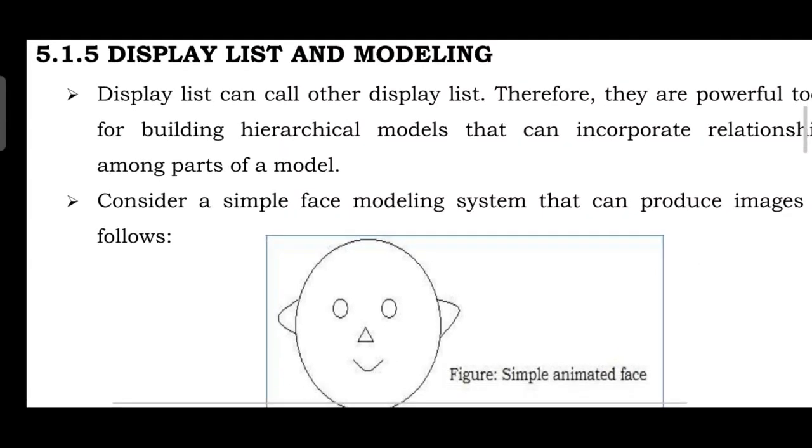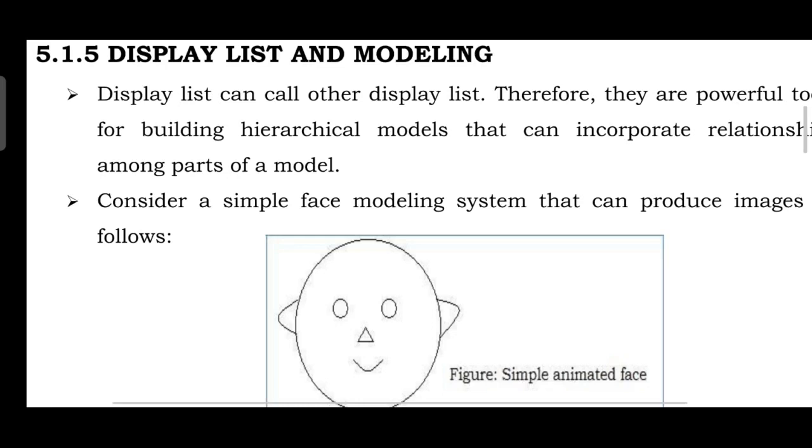So the next topic is about display list and modeling. In the previous session we were talking about the display list, a dedicated list which stores the information of an object. Whenever you want to display an object, make a call for the list. As simple as that. A very simple way of storing the object and retrieving its value whenever you want to. Just make a call for it whenever you want to display.